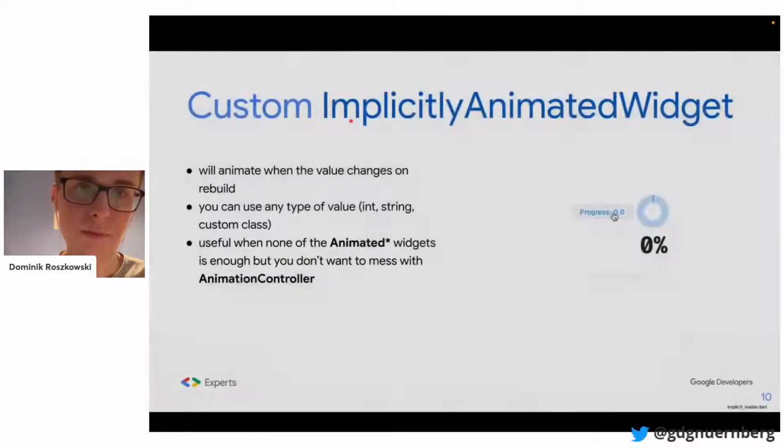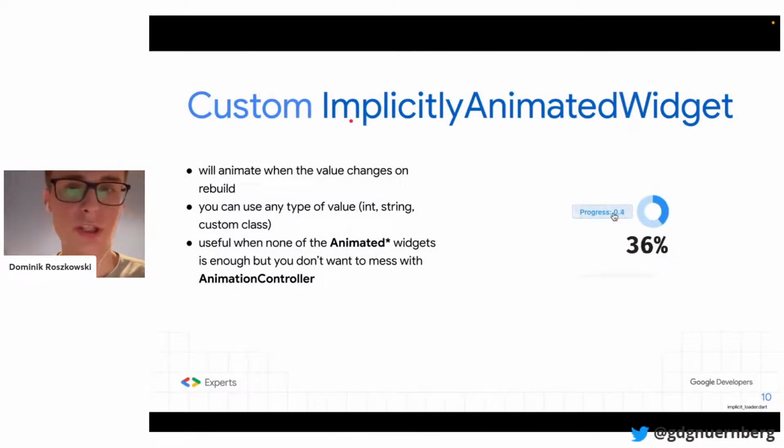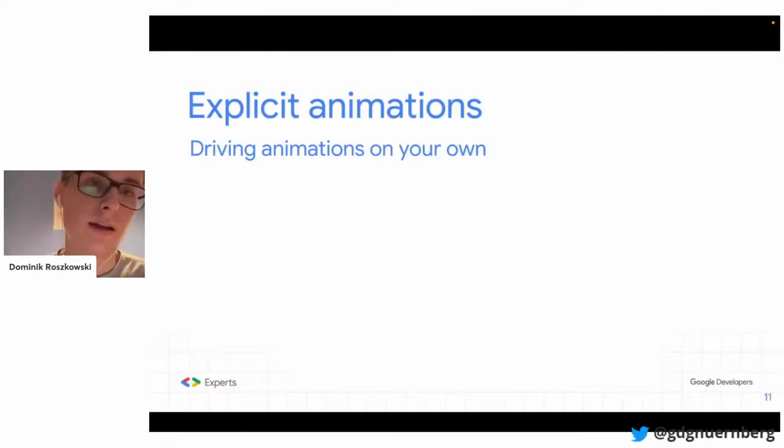The next, I would say, so this is just a recap, right? The implicitly animated widget is useful when you know that you just need to animate between two basic states, but there is no built-in widget in Flutter. However, sometimes implicit animations are just not enough, and this is where you want to use explicit animations.